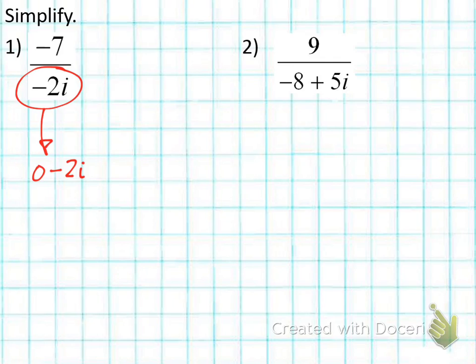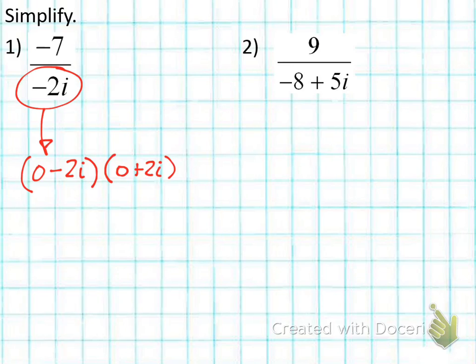So the conjugate's very simple. The conjugate is just you keep the real part the same, and you keep the real part, which is 0, and you multiply by the opposite imaginary part, which is positive 2i. Okay, that's what it is. Okay, that's what a conjugate is.